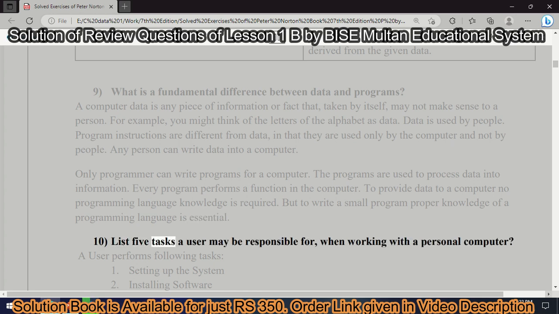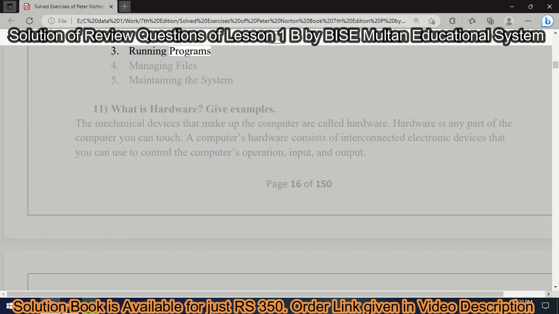10. List 5 tasks a user may be responsible for when working with a personal computer. A user performs the following tasks: 1. Setting up the system, 2. Installing software, 3. Running programs, 4. Managing files, 5. Maintaining the system.